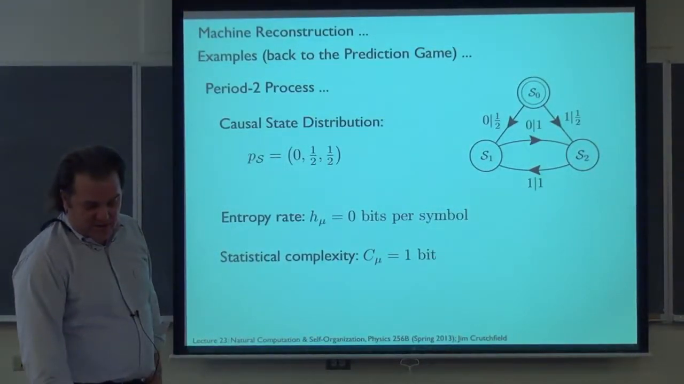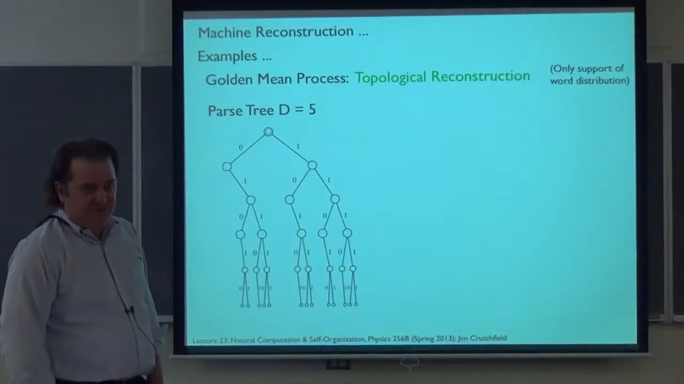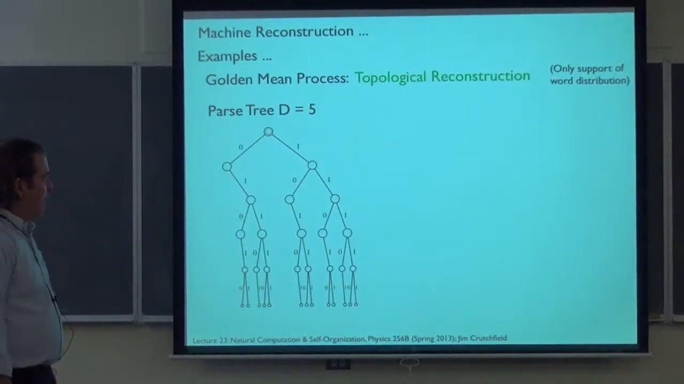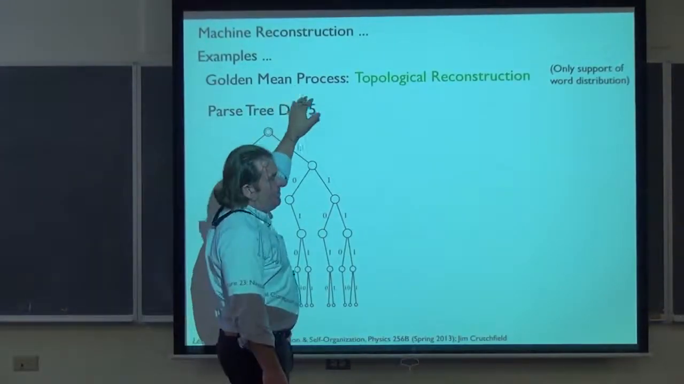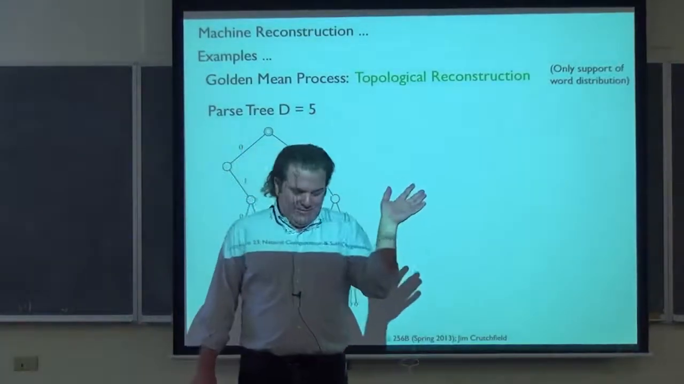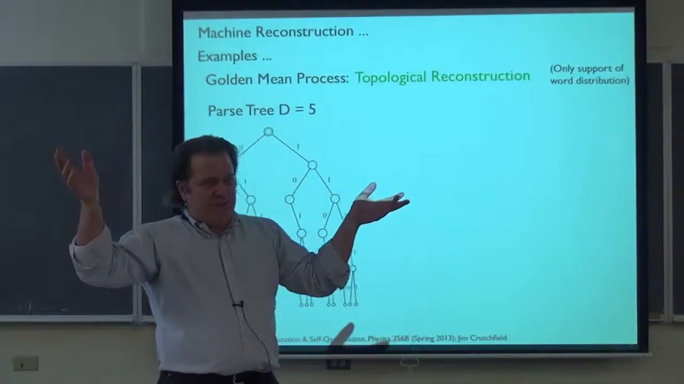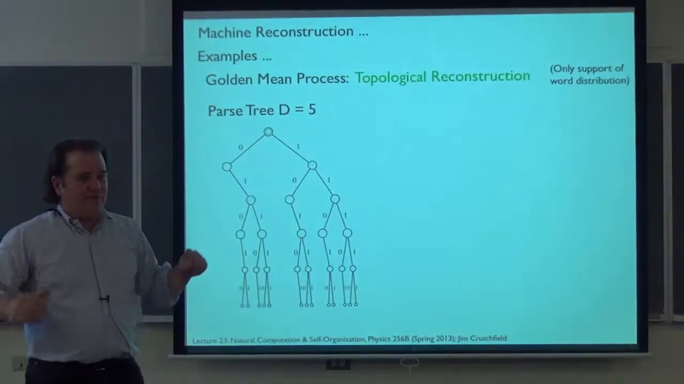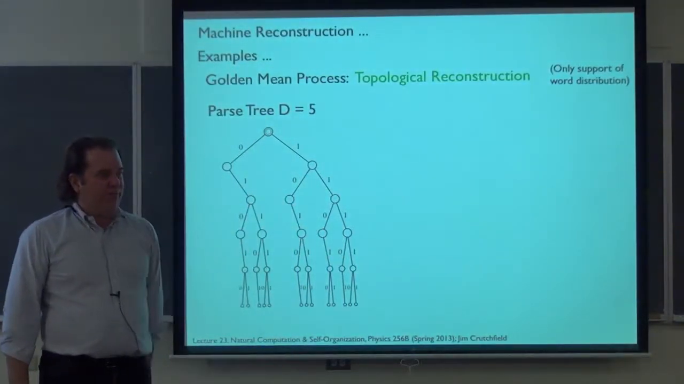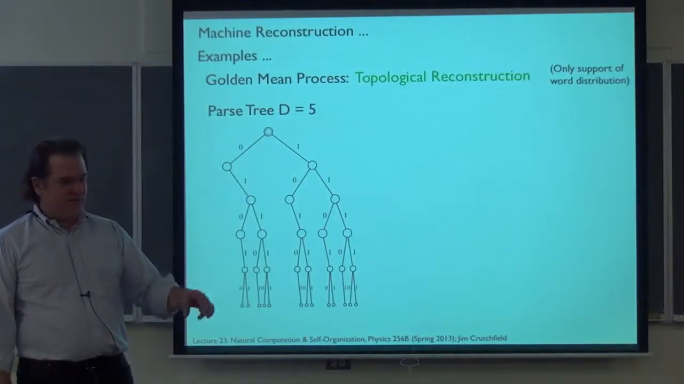Okay, so now mixtures of these are kind of more interesting. So what I want to do is talk about the golden mean process. Remember, that's easy. The golden mean process generates all binary sequences except a zero can't follow a zero. That's the only restriction, right? That's the irreducible forbidden word, 0, 0.